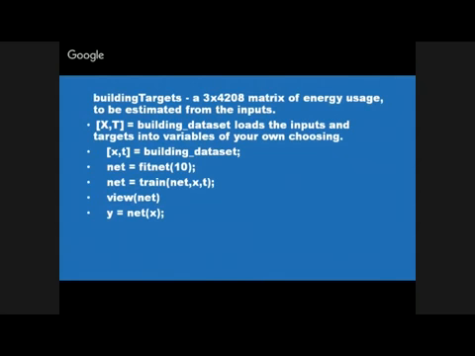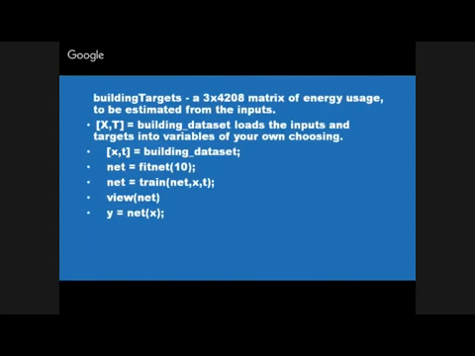So in the inputs, we have 14 by 4208. In the target, we have given the energy usage, and we have given 3 outputs. Now what the outputs and targets are, we will see. The simple program is: when you load the building data set, it comes to x and t. x takes the values of the inputs, and t takes the targets.